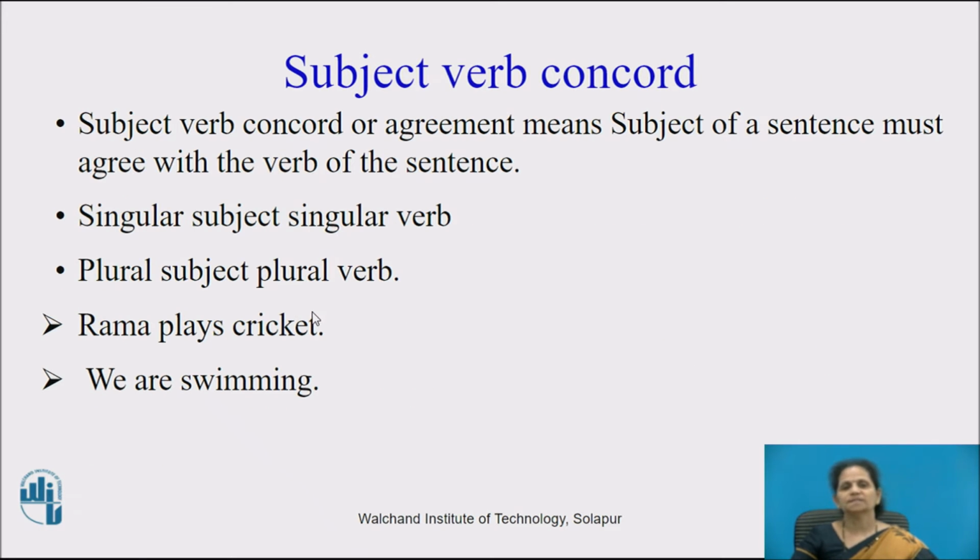Now, we can find out the errors whenever we are using subject verb concord. Subject verb concord or agreement means the subject of a sentence must agree with the verb of the sentence. If the subject is singular, the verb also should be in a singular form, or if the subject is in a plural form, the verb also should be in a plural form.